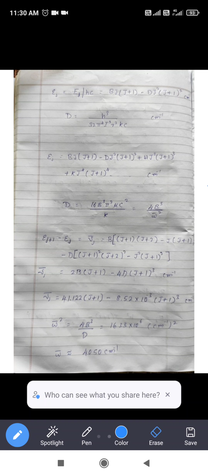So in case of anharmonic force field we get energy Ej which is equal to like this. Ej is equal to B times j into j plus 1 minus D j square j plus 1 whole square plus H j cube into j plus 1 whole cube plus K j power 4 into j plus 1 whole power 4 and so on, in centimeter inverse. So for anharmonic force field we get Ej in series form.